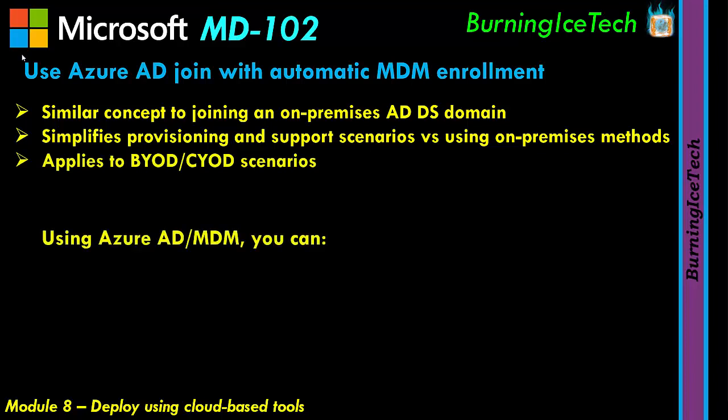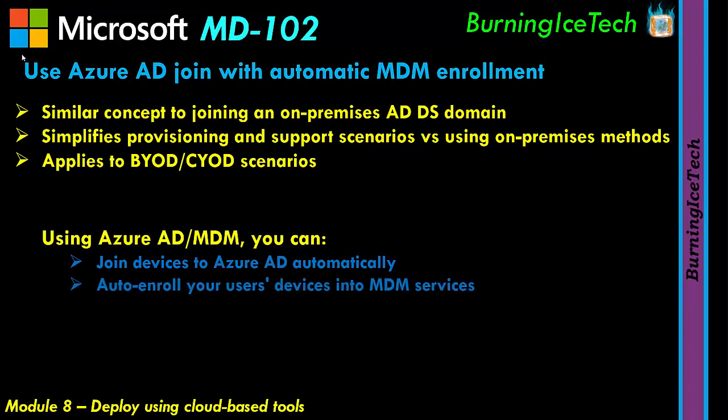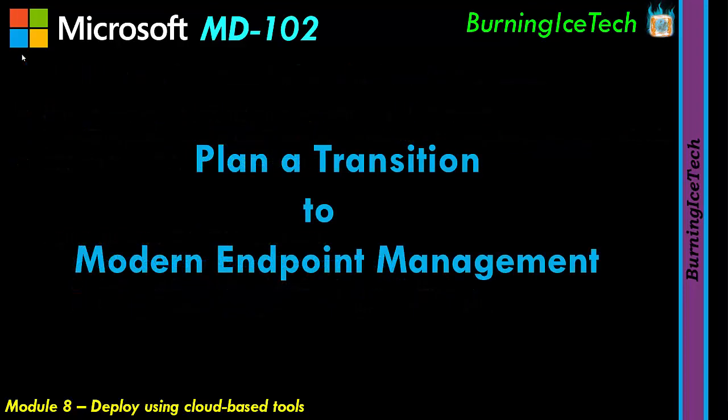Anyway, using Azure Active Directory or mobile device management, you can do some of the following. You can join devices to your Azure Active Directory automatically. I mean, as soon as we say automatically, I just start smiling because I love it when things are automatic. You can auto-enroll your users' devices into mobile device management services, like your Intune, of course. And then you can also configure the joined devices by using MDM policies. Well, folks, that brings us to the end of the second main section. Can you believe it? Now moving into the third section in this module, plan a transition to modern endpoint management.